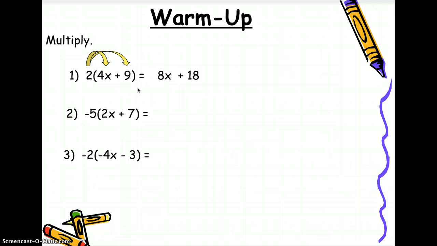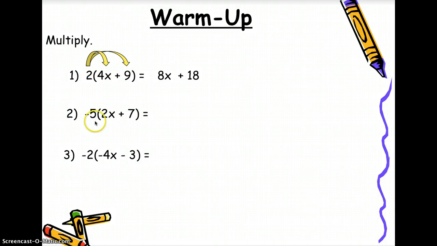Okay, if you have done this ahead of time, that's even better. You can just check if the answer I'm going to say is the same as what you have done. Okay, the second one is negative 5 multiplied to 2x plus 7.